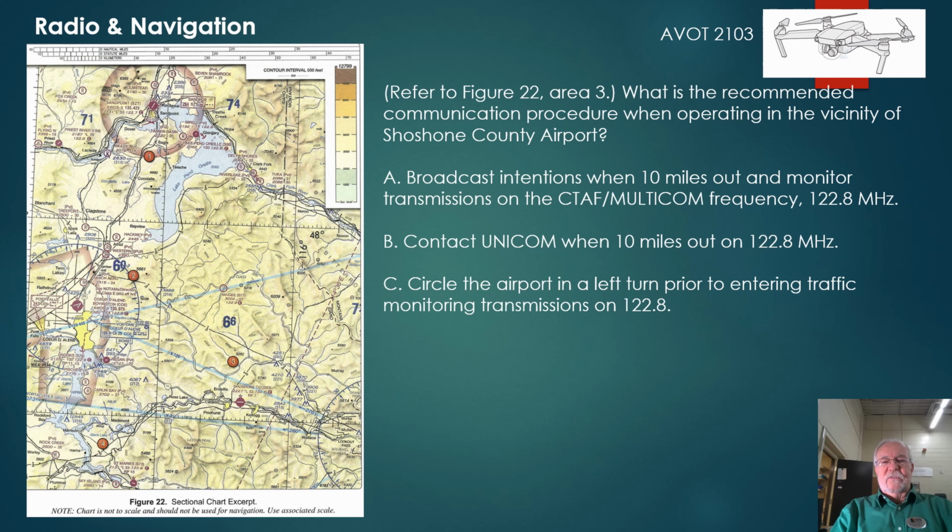What you're looking for is just the general principle. You don't even need to find the thing on the chart down there. You need to find the thing that I just said: broadcast intentions when 10 miles out and monitor transmissions on the multicom CTAF frequency 122.8. They're talking about drones, so we don't call. B is wrong because why would we contact them? Don't need to do that. C is definitely not appropriate. We wouldn't want to circle the airport with left turns prior to entering the traffic, monitoring transmissions. It's got to be number A. So by process of elimination, that's the answer to that question.